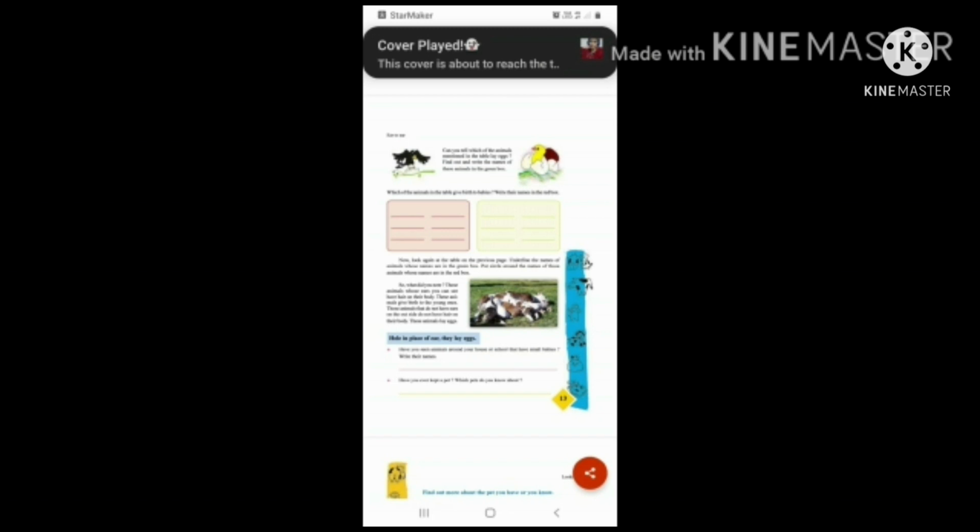Now, what did you see? Those animals whose ears you can see and have hair on their bodies, they give birth to the babies. And the animals whose ears you can't see and have feathers, they lay eggs. Okay, now coming to the next point. Hole in place of ears, they lay eggs. So that is what is given in the bold. You should be clear with the concept.